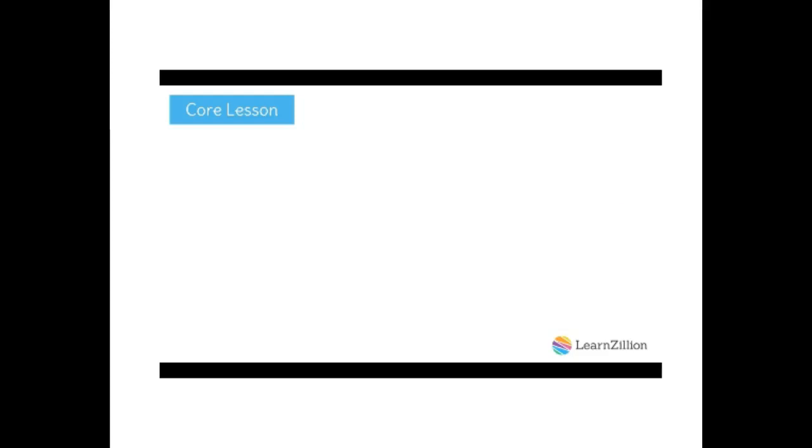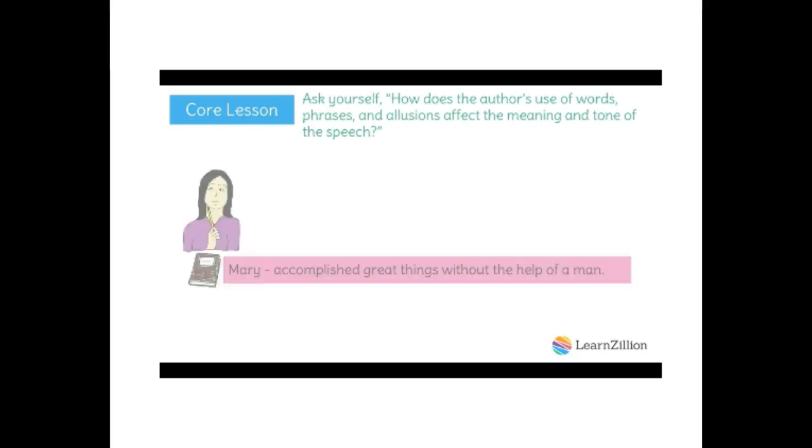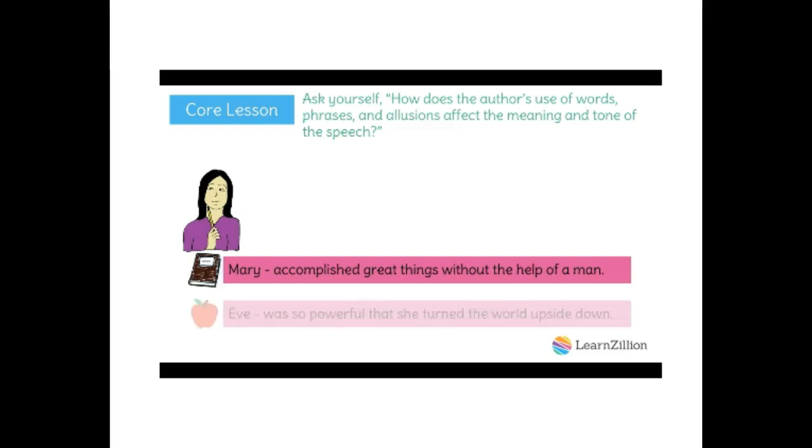Continuing with our step of looking at the impact of allusions, now I need to think about how the allusions affect the meaning and tone of the speech. I think Truth used the allusion to Mary to show that a woman could accomplish great things without the help of a man. I think she alluded to Eve because she wanted to point out the power of one woman and use that to challenge women to think about how powerful their voices could be if they united to fight for suffrage rights.